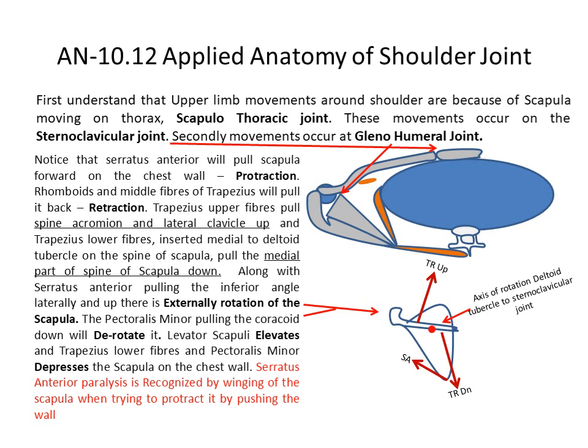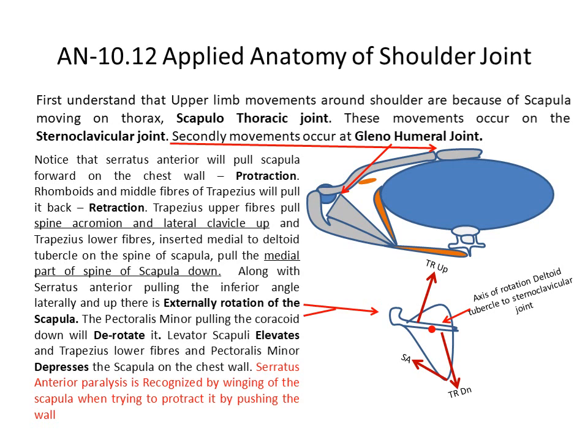And the lower fibers of the trapezius, inserted medial to the deltoid tubercle on the spine of the scapula, pull the medial part of the spine of the scapula down, along with the serratus anterior pulling the inferior angle laterally and up, will externally rotate the scapula. The pectoralis minor pulling the coracoid down will derotate it. Levator scapulae elevates, and trapezius lower fibers and pectoralis minor depress the scapula on the chest wall.